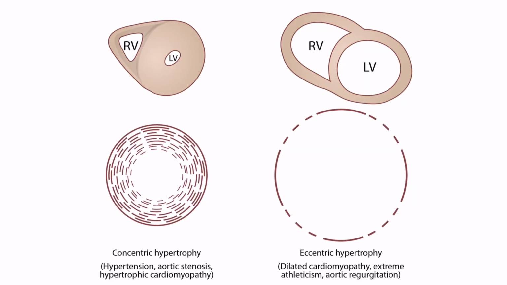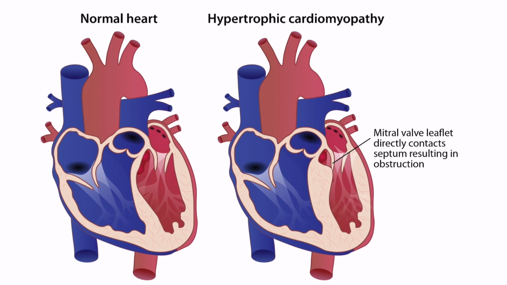Here you see the illustration of sarcomere changes associated with concentric and eccentric myocardial hypertrophy. As we already explained on the previous slide, concentric hypertrophy is caused by sarcomeres being added in parallel. This leads to decreased ventricular chamber size and reduced ventricular diastolic filling. This is in contrast to eccentric hypertrophy. Eccentric hypertrophy means that the sarcomeres are added in series, which results in dilation of the heart chambers and thus dilated cardiomyopathy. Here's an illustration of hypertrophic obstructive cardiomyopathy.